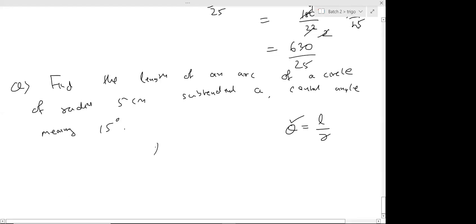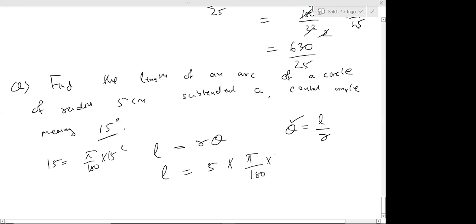So I have to find length. So L will be equal to R theta. Theta must be in radians. So let's convert this. 180 degrees is pi radians. So 15 degrees will be pi upon 180 into 15 radians. L is equal to R, which is 5, into pi upon 180 into 15. This will be the answer. You can simplify this.